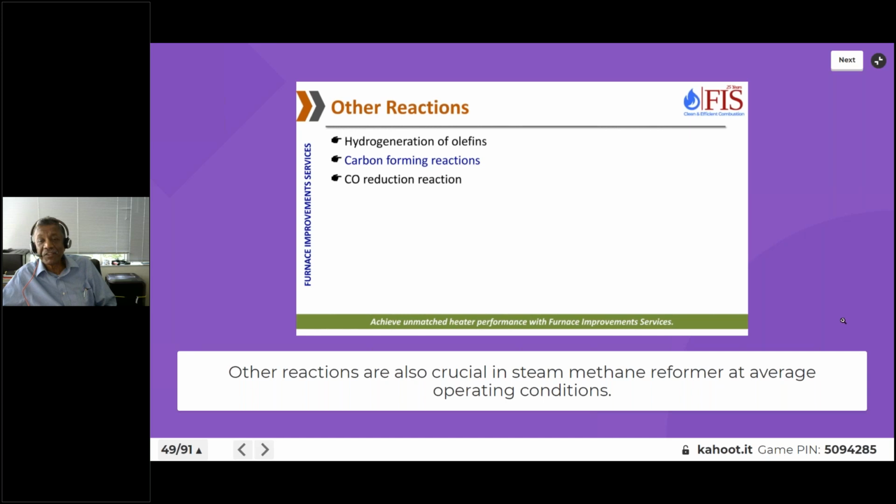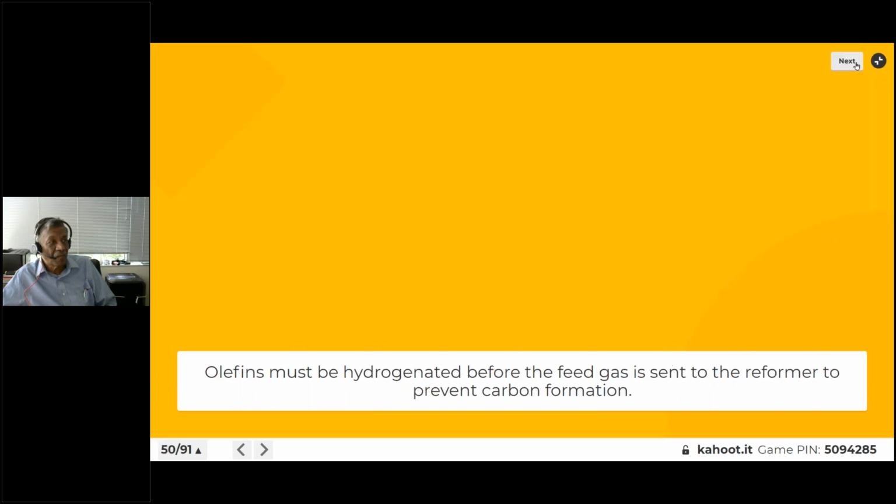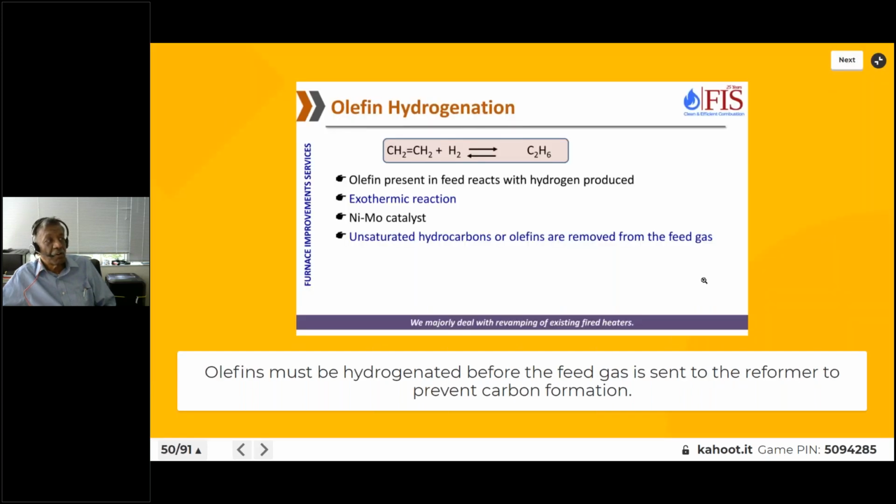So it's very, very simple. What happens is if you have any olefins in the feed, they will combine with hydrogen to make ethane. So you don't want this to happen. You want to make sure that olefins are removed from the feed gas even before you process it. You don't want to be consuming hydrogen.